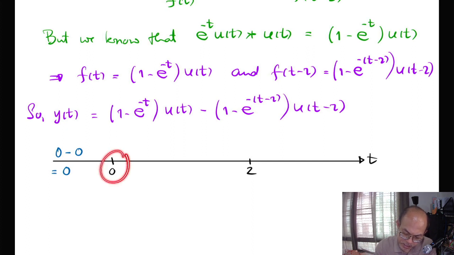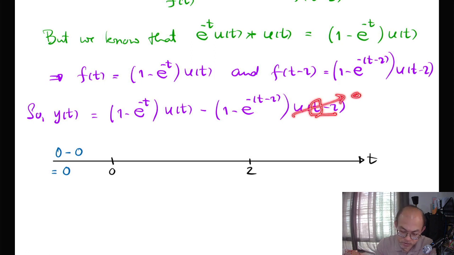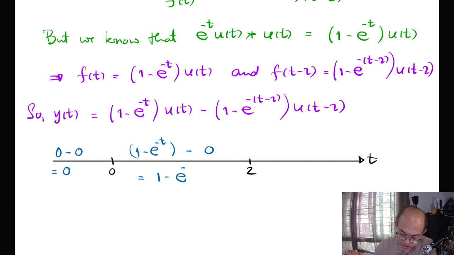Now when t is greater than 0 but not greater than 2, the u of the first term will become 1, while u of the second term will become 0, because t is still not greater than 2, so t minus 2 is less than 0, so it is 0, right? So here we have 1 minus e to the minus t minus 0, and the result is 1 minus e to the minus t.